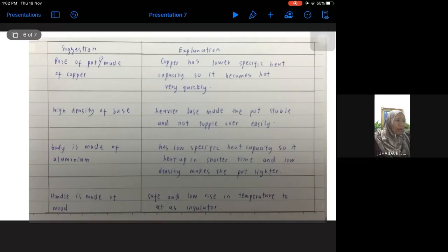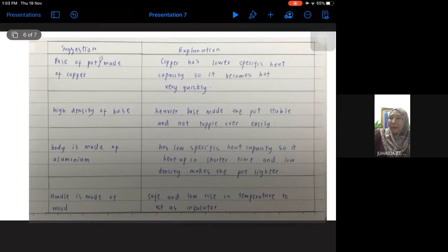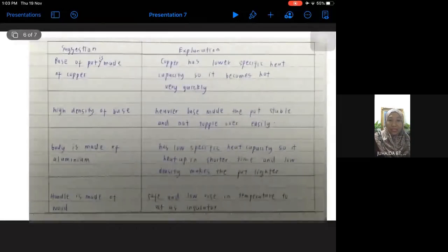Okay, kemudian high density of base. Second one apa Dura? High density of base? Yes. Second point, high density of base. Explanation, heavier base made the pot stable and not topple over easily. Okay, mana yang lebih penting? Senang nak diangkat, ringan, ataupun you nak dia stable? Mana yang lebih penting? Dia mudah diangkat, ringan. Ataupun dia lebih stabil? You akan prefer yang mana?